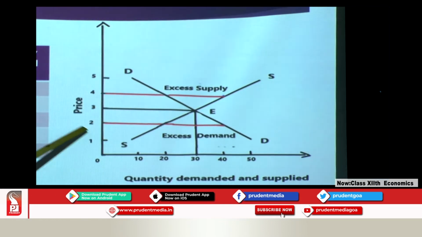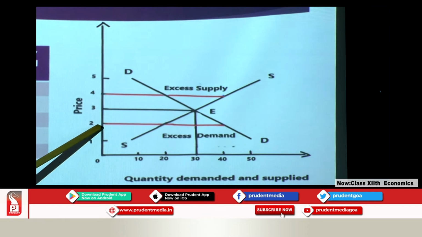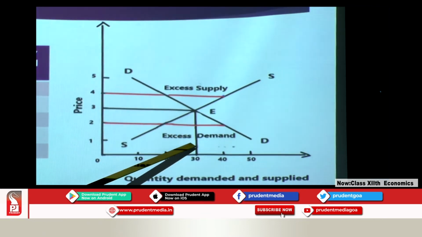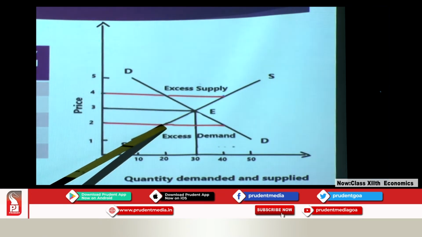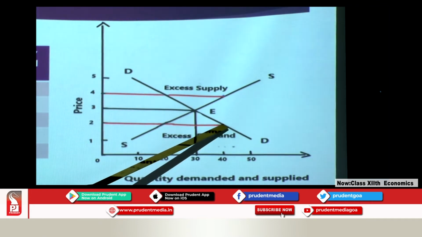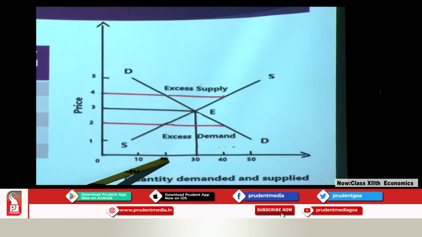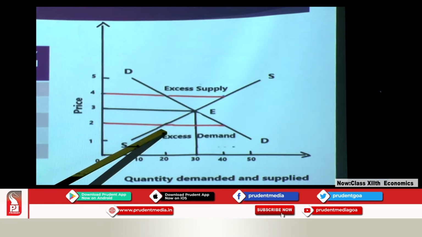Similarly, if we take the other instance where the price goes down from 3, when the price goes to 2, it falls. If you draw a horizontal line here, in this case we find it is a case of excess demand. That means the demand is more and the supply is less. If you see on the demand curve, the demand is 40 units while the supply is 20 units. So, in this case there is an excess of demand. That means there are more people who are demanding this product while there is a shortage in the supply.